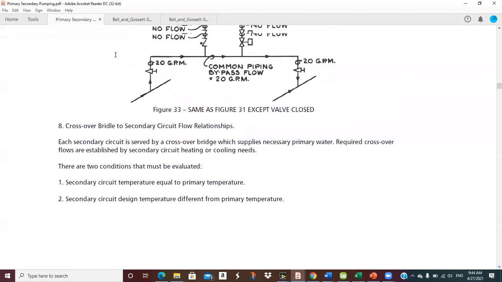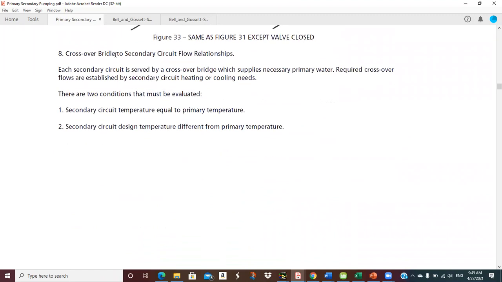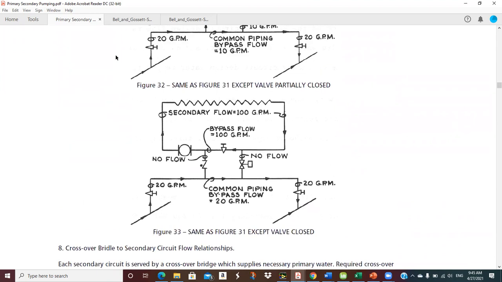So, you know, we could have 10, 20, 30 of these. I mean, you can have a whole bunch of them in a system. Okay, so each one is going to a particular coil that's conditioning a particular space. Required crossover flows are established by secondary circuit heating or cooling needs. Well, how much do you need? It depends on what's the load, what's the capacity of this coil. Is it 10,000 BTUs an hour? Is it 100,000 BTUs an hour? Is it 1,000,000 BTUs an hour?